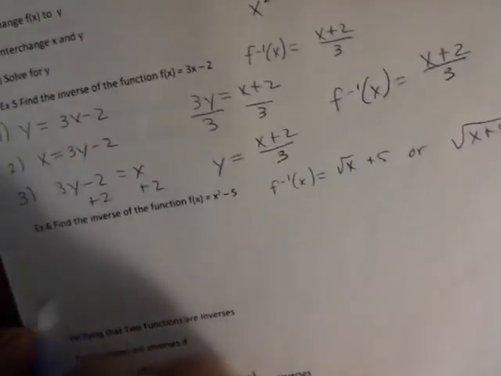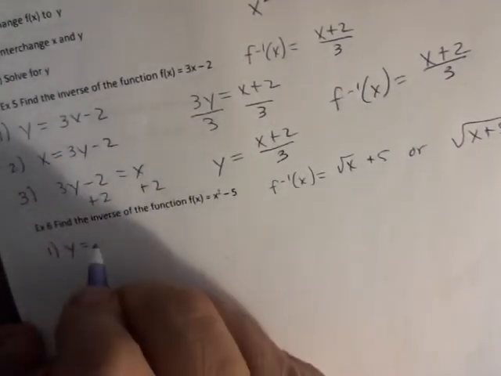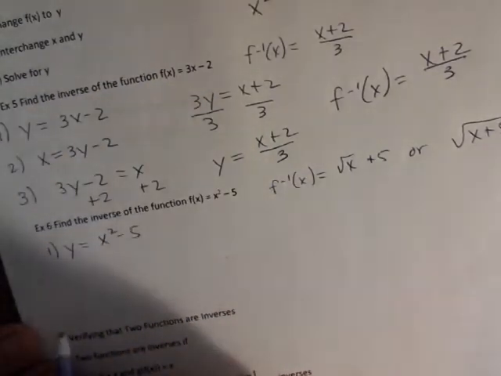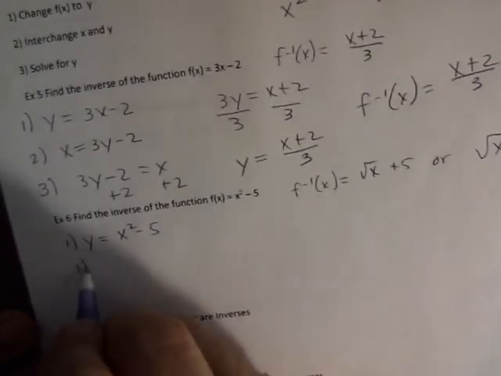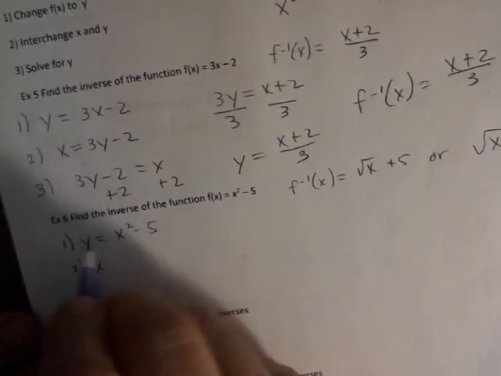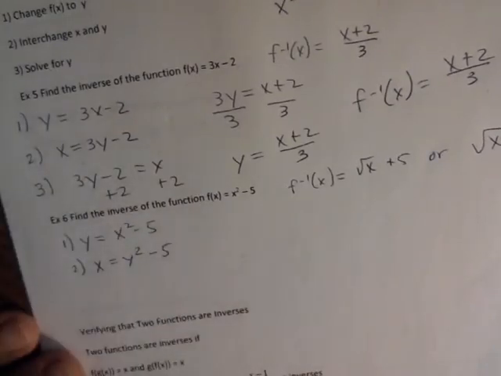So let's follow the steps. Step 1, rewrite, change f of x to y. Step 2, I'm going to now interchange x and y. I'm not interchanging x squared and y. I'm just interchanging the x and the y.